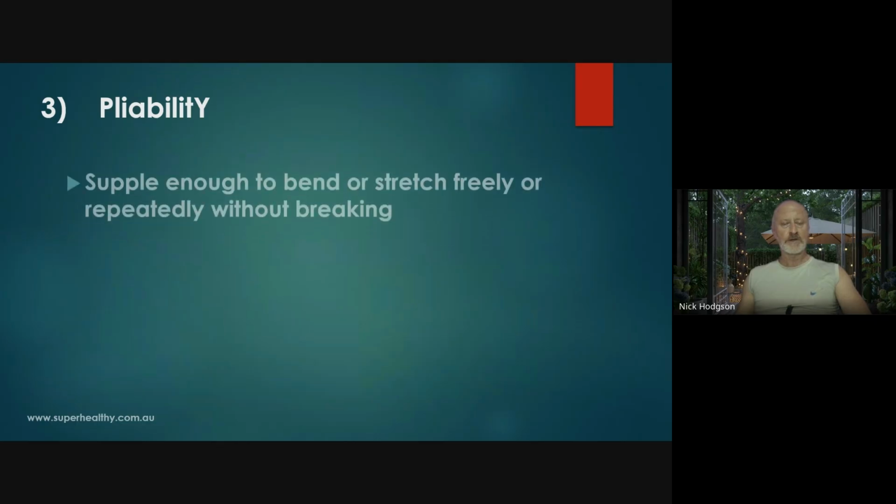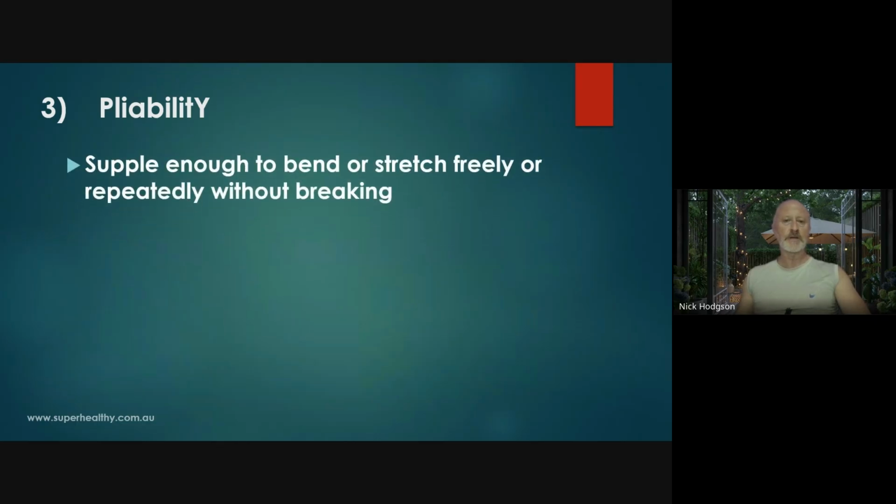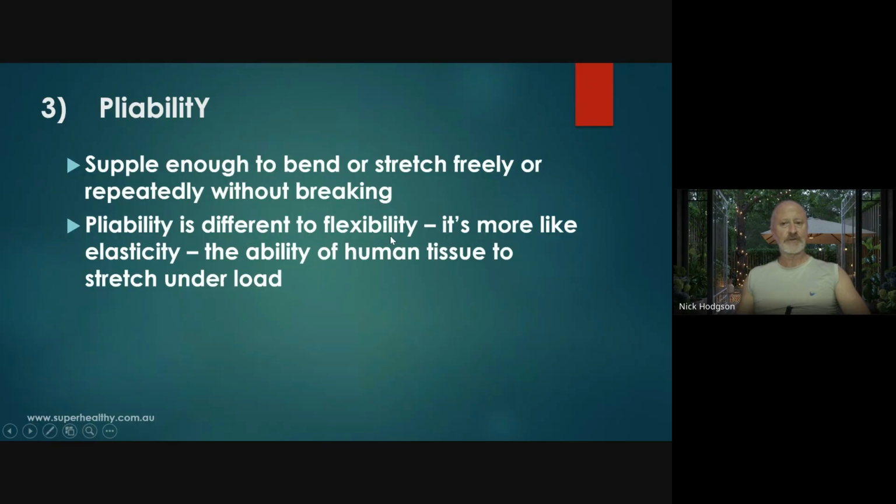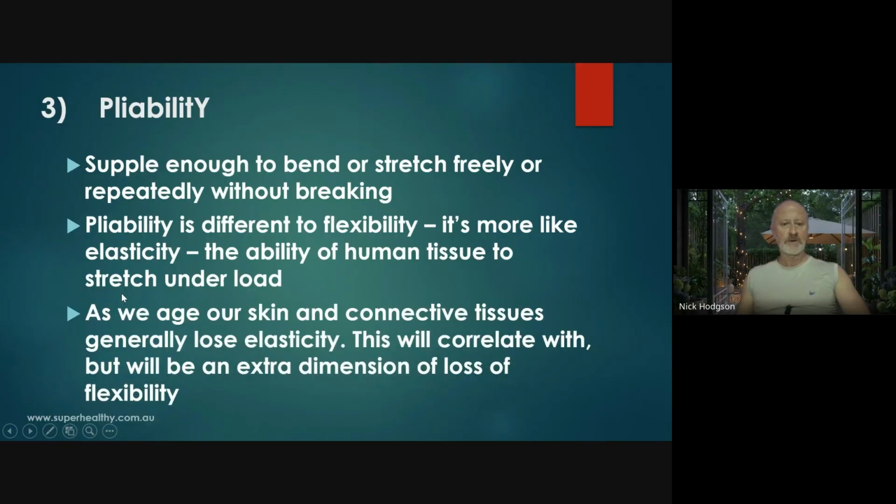Then we have pliability. So don't confuse pliability with flexibility. Our tissues need to be supple enough to bend or stretch, and this is the critical word, to stretch freely or repeatedly without breaking. So pliability is different to flexibility. It's more like elasticity, the ability of human tissue to stretch under load. So obviously as we age, our skin and connective tissues generally lose elasticity, and this correlates with loss of flexibility, but it's a separate scenario.